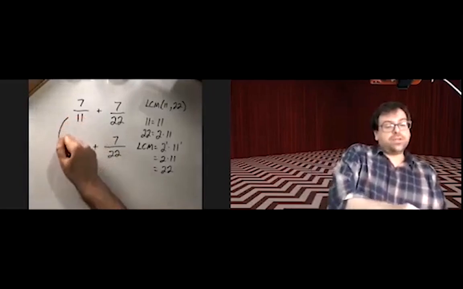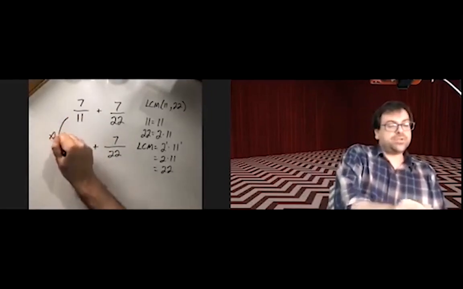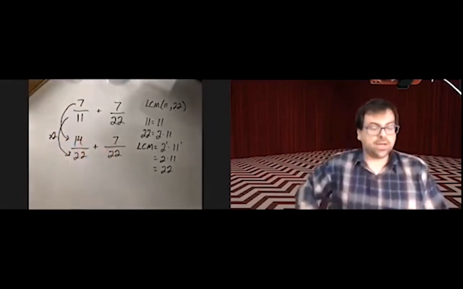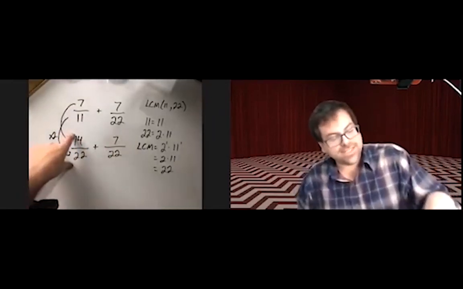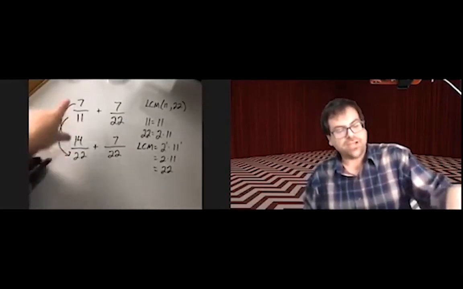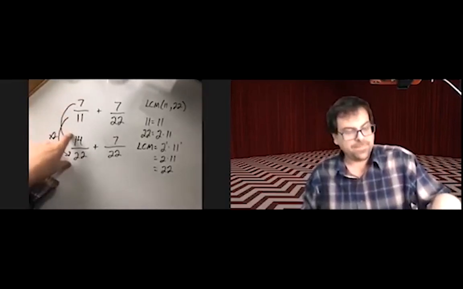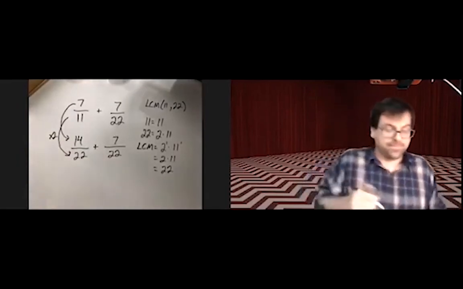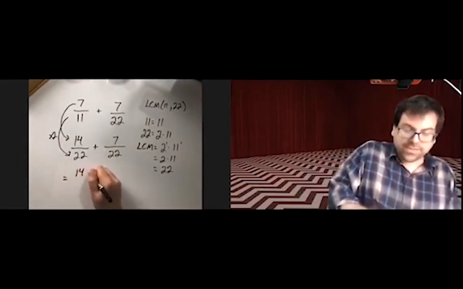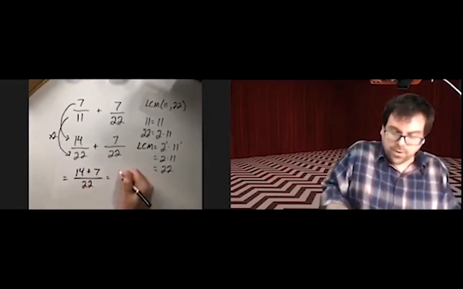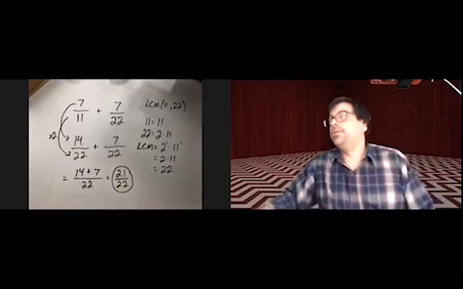For the first fraction, though, 11 to 22 is times 2. So we have to do 7 times 2, and it becomes 14/22. 7/11 and 14/22 are equivalent fractions that we've made. These we can add because they have the same number on the bottom. So this is 14 plus 7 over 22, which is 21 over 22.